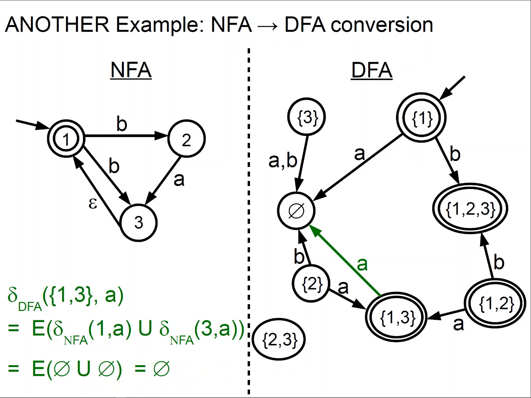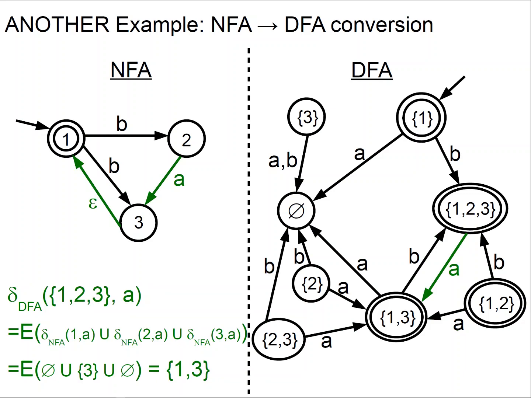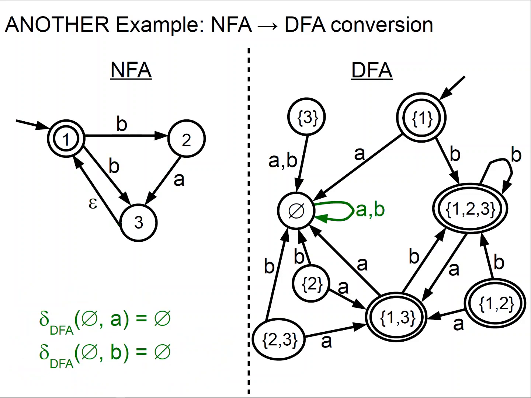From {1, 3} with A, you will go to the empty set. From {1, 3} with B, you will go to {1, 2, 3}. From {2, 3} with A, you go to {1, 3}. And from {2, 3} with B, you will go to the empty set. Finally, from {1, 2, 3} with A, you take the epsilon closure of these three delta NFAs, which are the empty set, {3}, and the empty set, and you just get the set {1, 3}. If you read a B, you will cycle back to itself. From the empty set, again, you cycle back to itself.